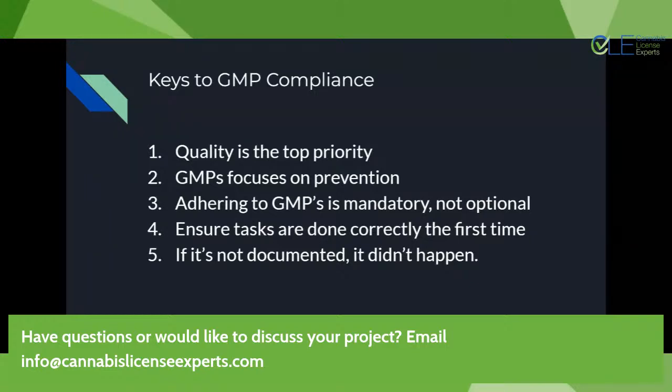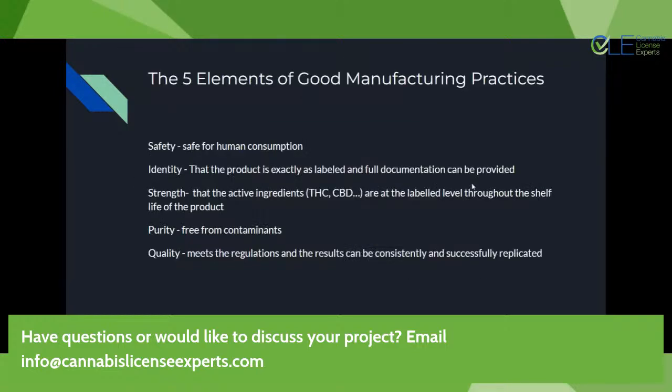And then ensuring tasks are done correctly the first time. Again, it costs money to go back and do things again. Proper training, proper SOPs, get it right the first time, get your product to market as fast as possible. And then, as I've said several times, if it's not documented, it didn't happen. So make sure you have those documentations. And now we're going to move into the 5 elements of good manufacturing practices.